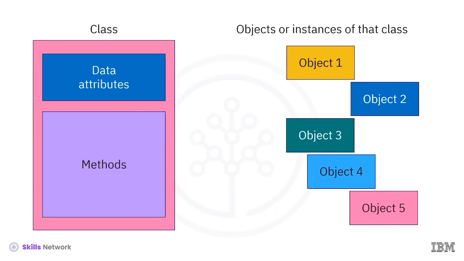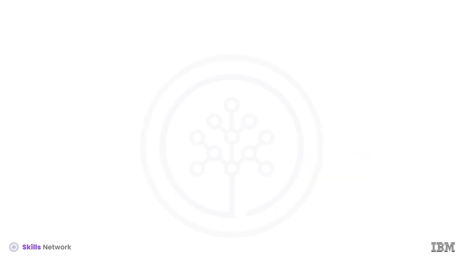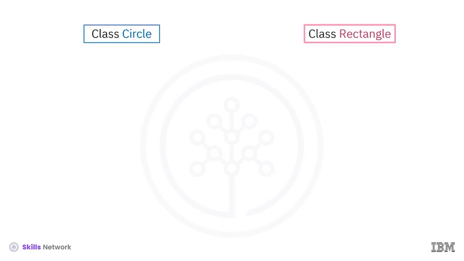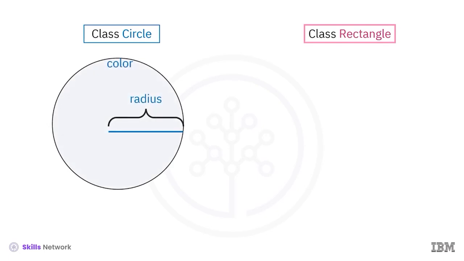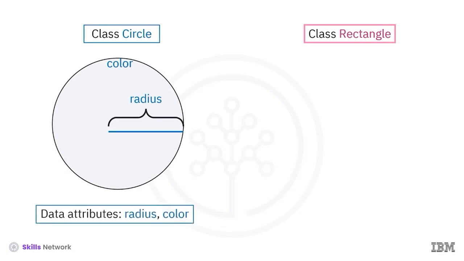The class data attributes define the class. Let's create 2 classes. The first class will be a circle. The second will be a rectangle. Let's think about what constitutes a circle. Examining this image, all we need is a radius to define a circle, and let's add color to make it easier to distinguish between different instances of the class later. Therefore, our class data attributes are radius and color.